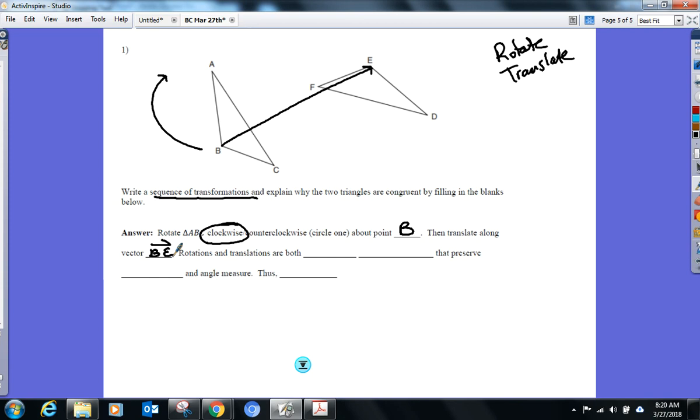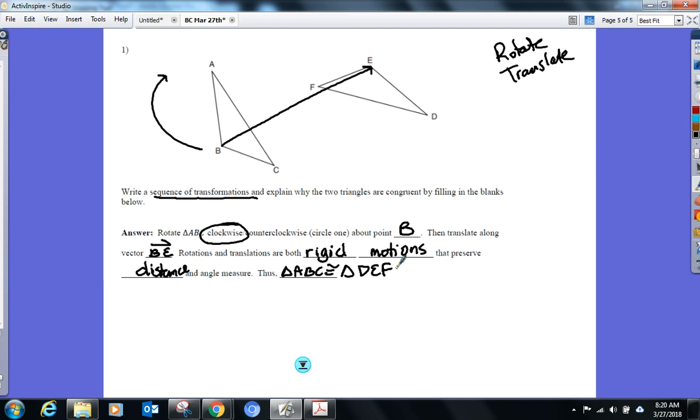And what do you know about rotations and translations? They're both rigid motions that preserve distance and angle measure, thus triangle ABC is congruent to DEF.